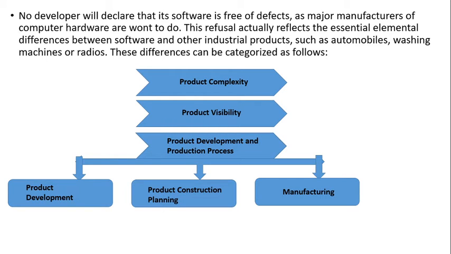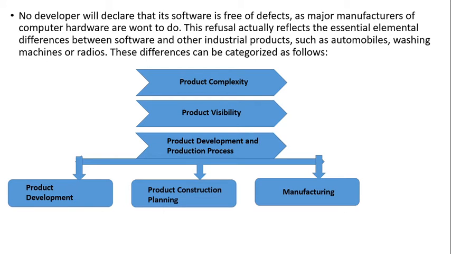These softwares are developed in .NET. Then in other industries, the same softwares are developed, but they use different languages. So their development or construction is different as compared to other industrial products. So no developer will declare that its software is free of defects, as major manufacturers of computer hardware also don't.